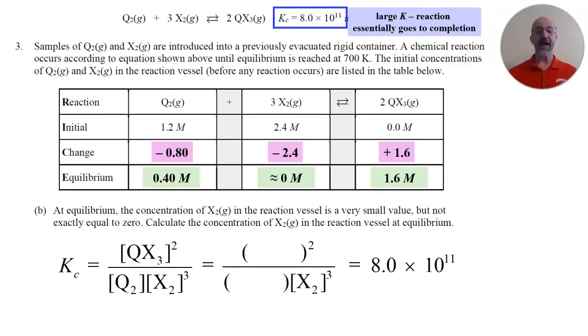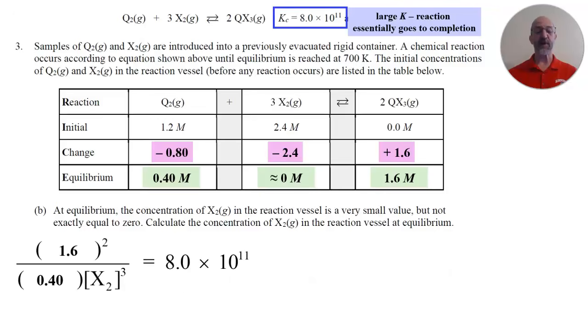All right, so I have set up the concentration of Qx3 from the RICE table. That would be 1.6, and the concentration of Q2 in the RICE table is 0.4, and the concentration of X2 is unknown, but it's going to be a very small number. I set this expression equal to the Kc, which is 8.0 times 10 to the 11. Now I just need to do the algebra to solve for the concentration of X2.